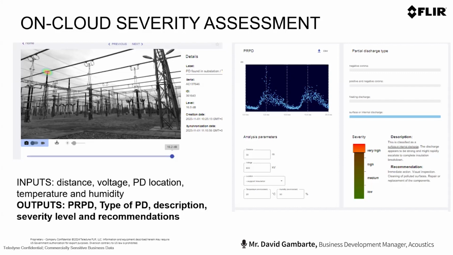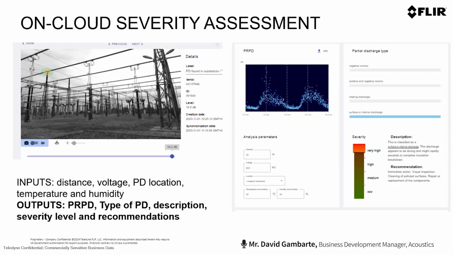Sometimes, as you know, a quick reaction, maybe just cleaning the component quickly, avoids any kind of worsening. But in the cloud, as well as on the screen, the inputs are distance, voltage, PD location, temperature, and humidity. By adding this information, you will have as an output the PRPD, naturally, the type of partial discharge, which is directly related to the PRPD, the description of it, the severity level, and our recommendations.